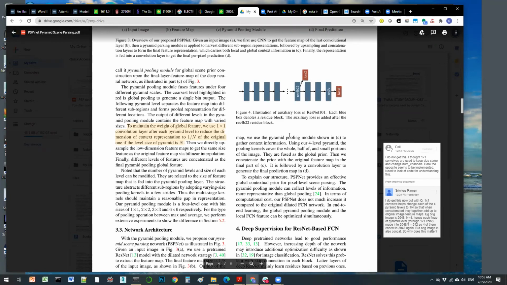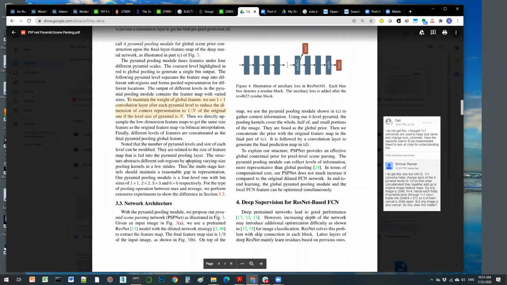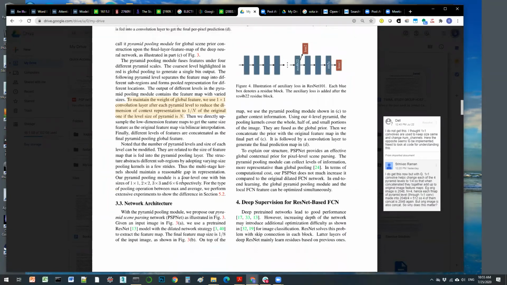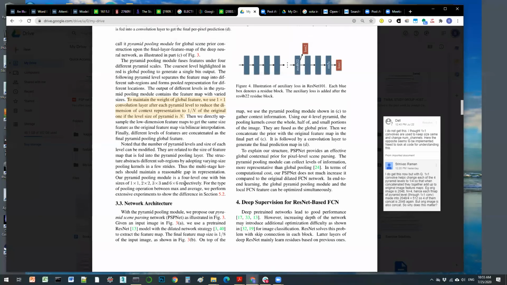In fact, as you can see, I posted the first question and then I answered my own question because I figured it out yesterday. So you can see how they are talking about their pyramid pooling being a 4-level one with bin sizes of 1 by 1, 2 by 2, 3 by 3, 6 by 6. And this is the question you're asking, Mehul, of can this be more or less? They just stick with 4, but yes, the answer is yes.